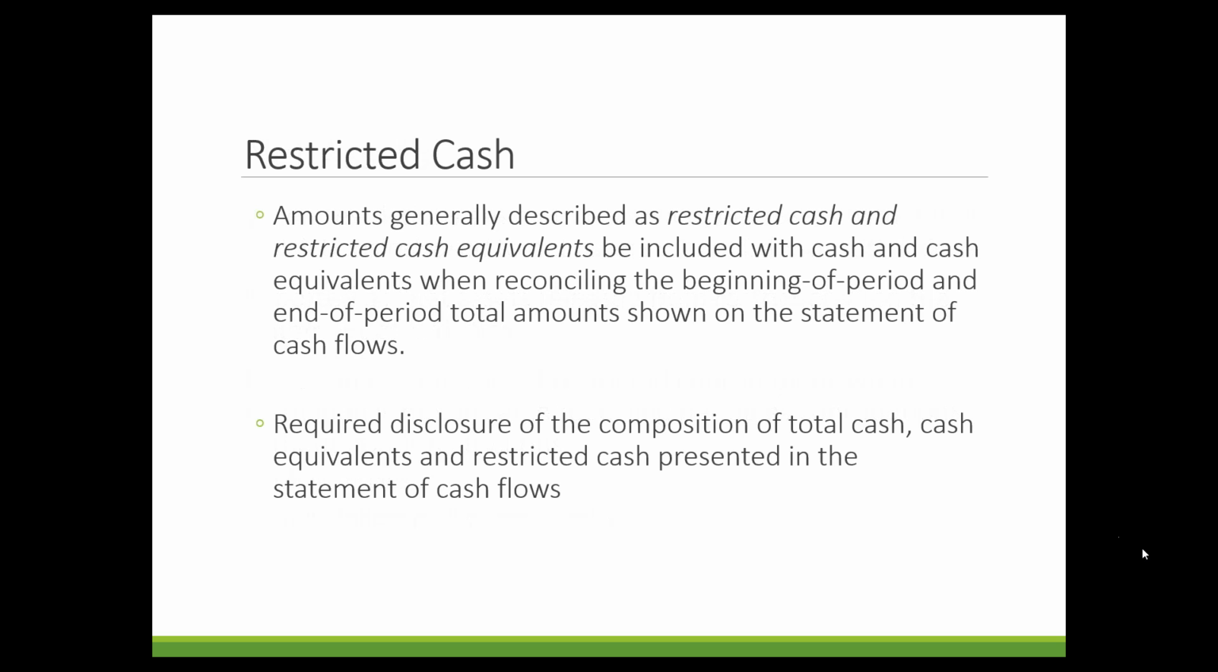The next section I'm going to talk about is restricted cash. These are amounts generally described as restricted cash and restricted cash equivalents, and they must be included with cash and cash equivalents when reconciling the beginning of period and end of period total amounts shown on the statement of cash flows. The required disclosures: you just need to describe what is included in your total cash, cash equivalents, and restricted cash.